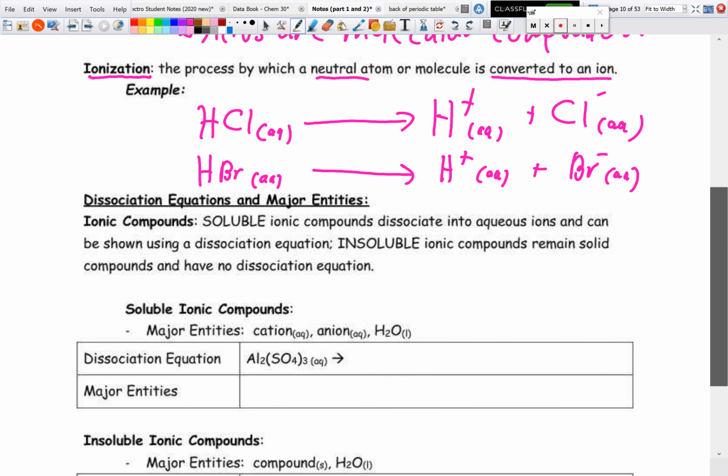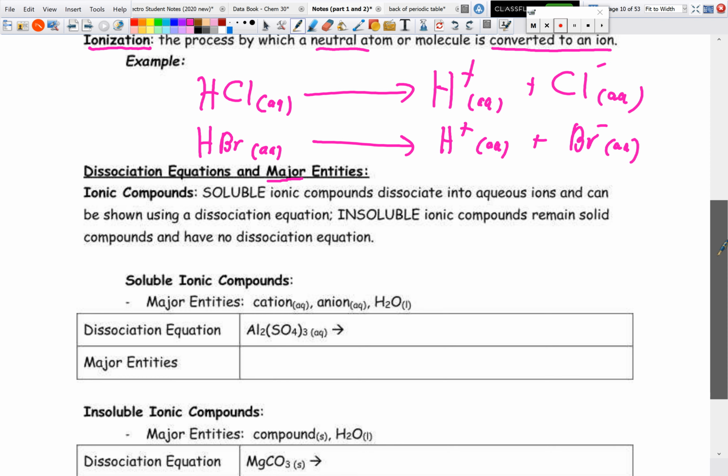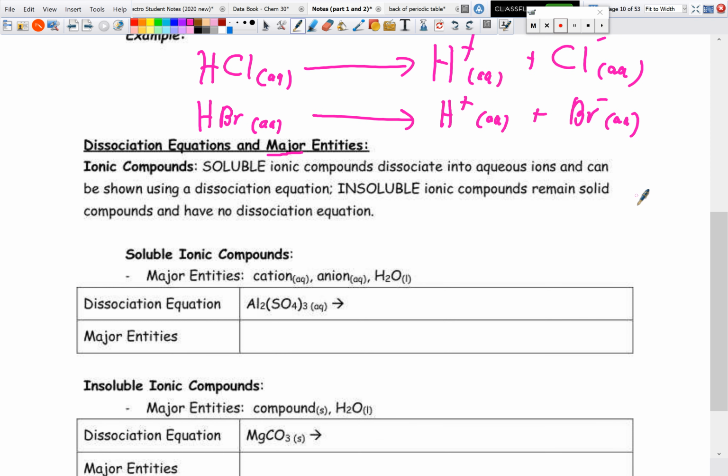Now, one of the things that we're going to be doing here is not only writing dissociation and ionization equations, we're also going to be looking at major entities. So we're going to look at what that means in a bit. But first of all, if we are asked to write a dissociation equation and major entities, we have to know what they mean. A dissociation or ionization equation comes from the classification: soluble ionic, insoluble.